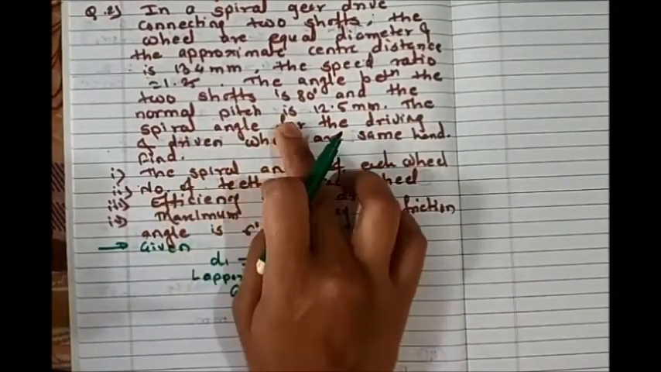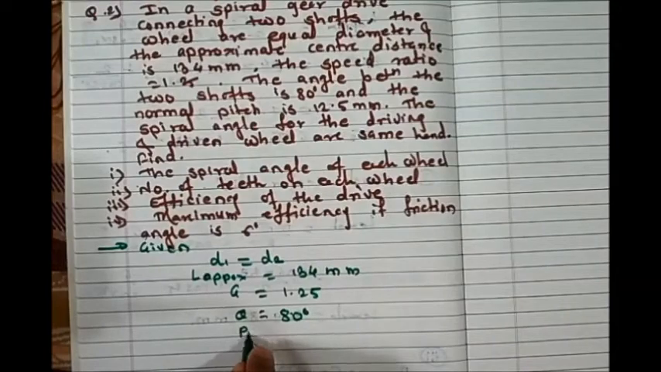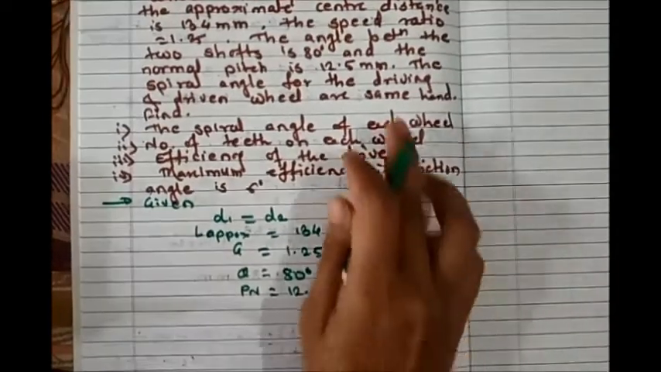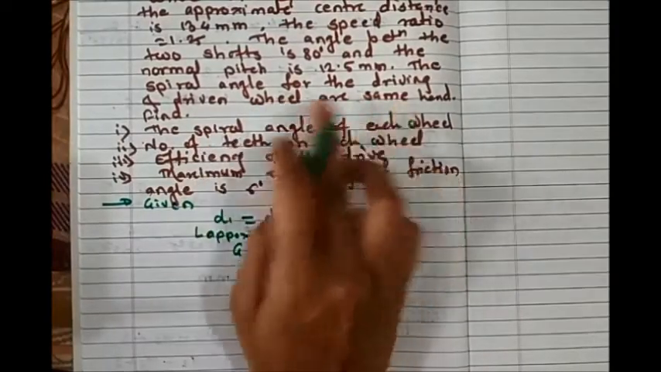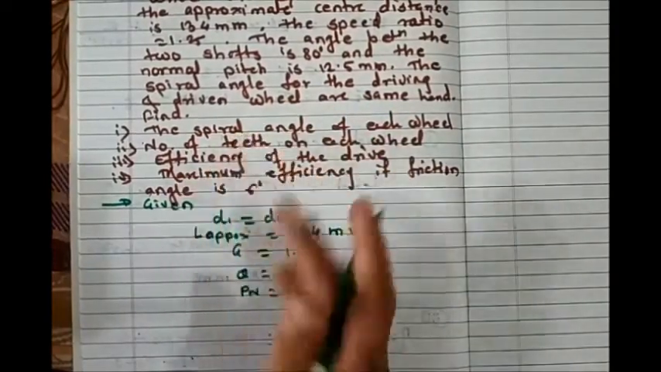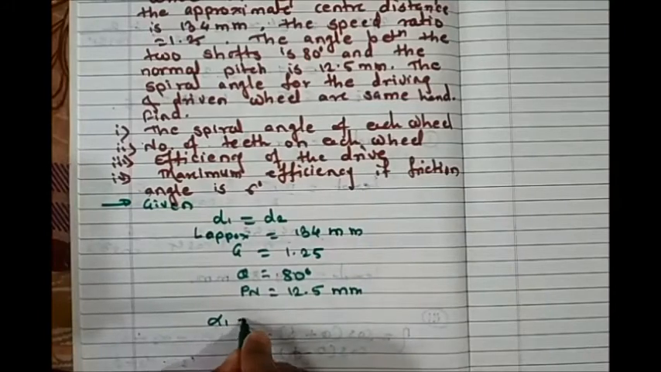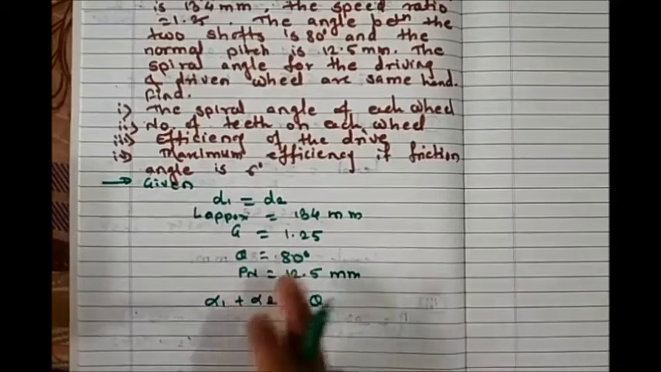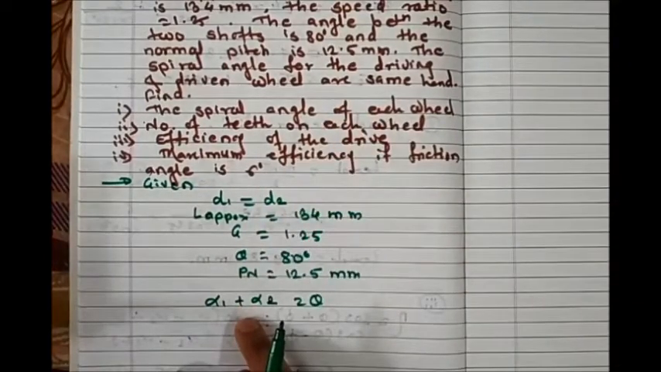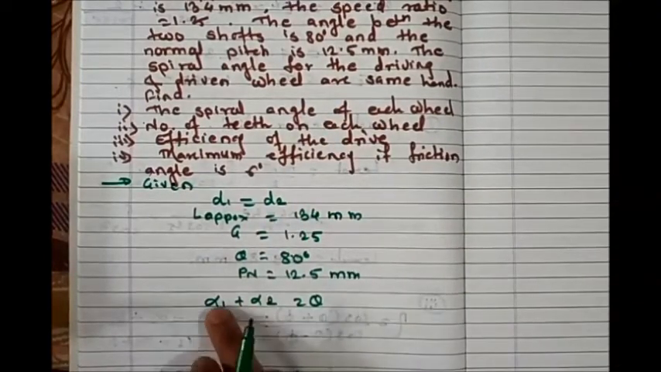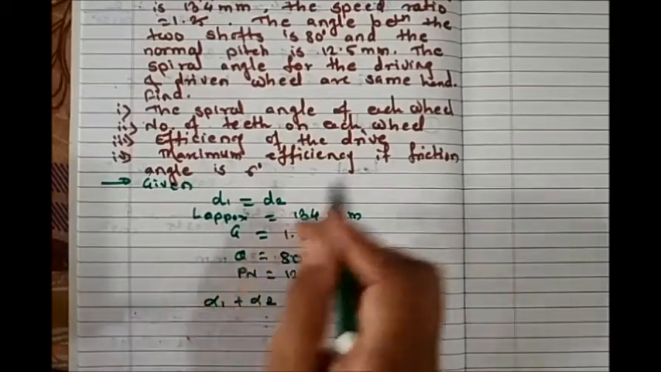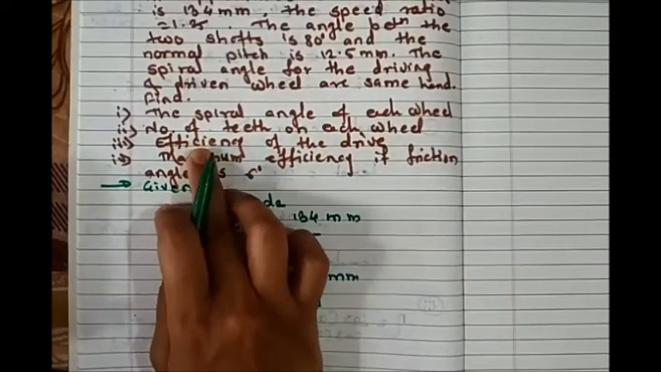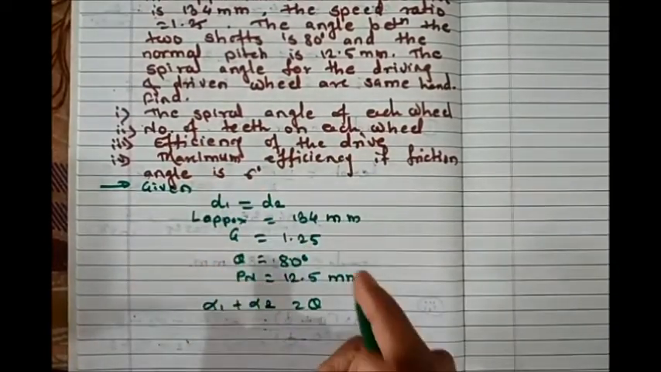The normal pitch is 12.5 mm. Pn is given 12.5 mm. And the spiral angles for driving and driven wheel are same handed. It means here we have the relation alpha 1 plus alpha 2 is equal to theta, because same handed spiral gear is used. When it is opposite handed, it is alpha 1 minus alpha 2 is equal to theta. And they ask for the spiral angle of each wheel, number of teeth, efficiency and maximum efficiency.